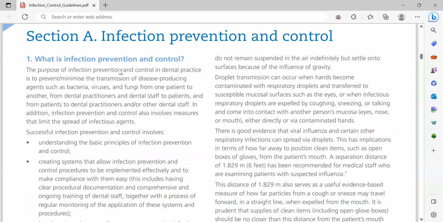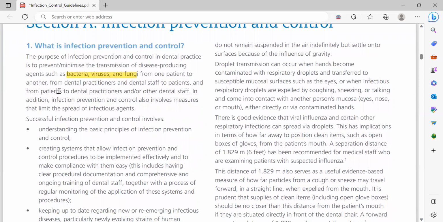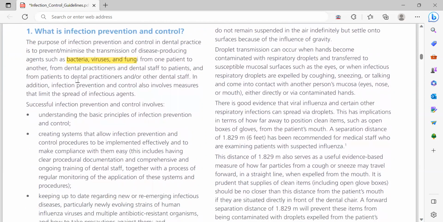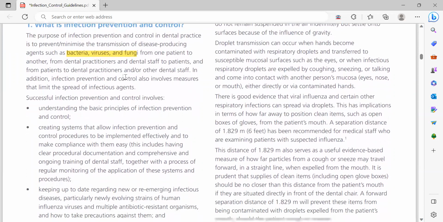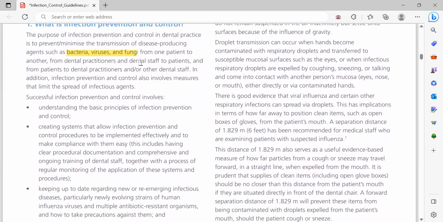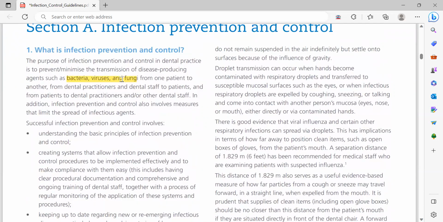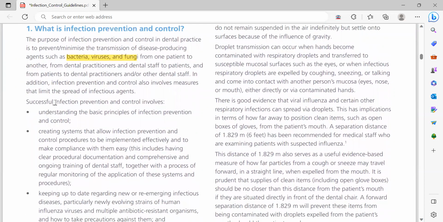The purpose of infection prevention and control in dental practice is to prevent and minimize the transmission of disease-producing agents, which are bacteria, viruses and fungi, from one patient to another, from dental practitioner and dental staff to patient, and from patients to dental practitioner and other staff. You need to stop or prevent the transmission. This is the main agenda that we have.